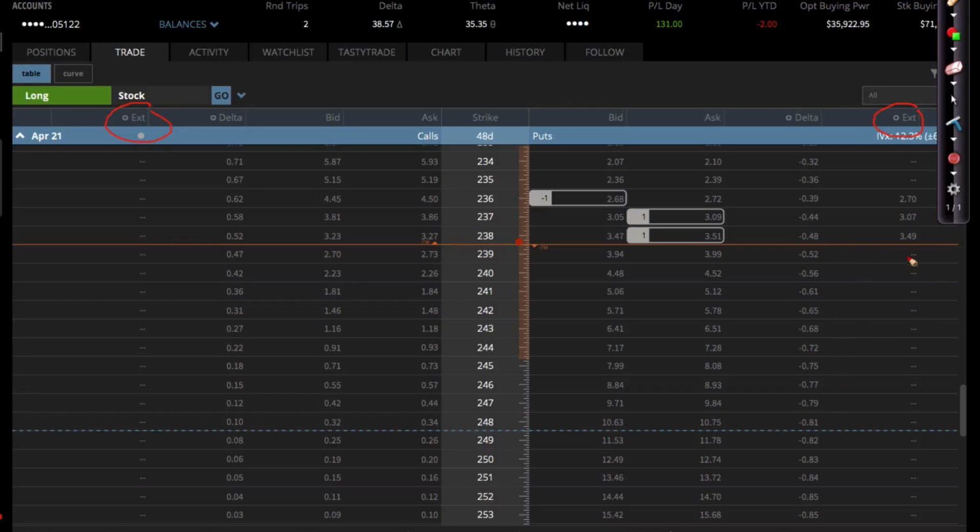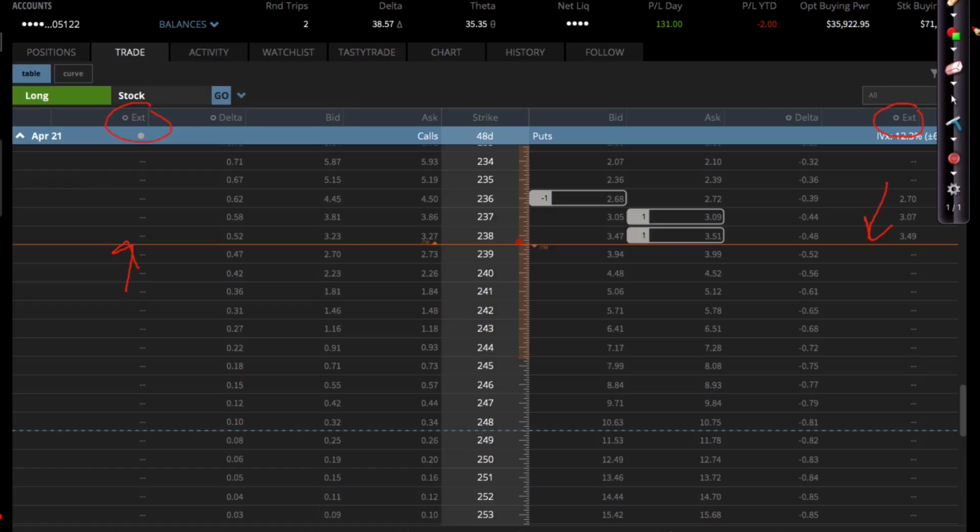Now again, the market's closed here, so we're not seeing prices for everything, but you can see it right here. As you get closer to the money, the extrinsic value goes up. Again, you're not seeing it there, but if the market were open, we would see that. So you're collecting more extrinsic value. That's that time and volatility value.